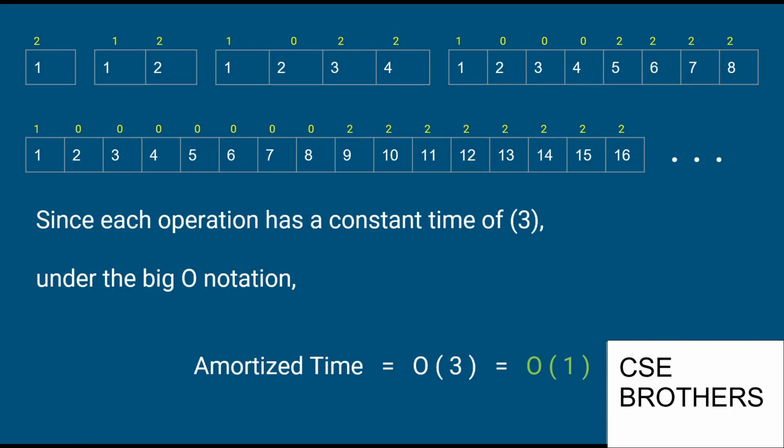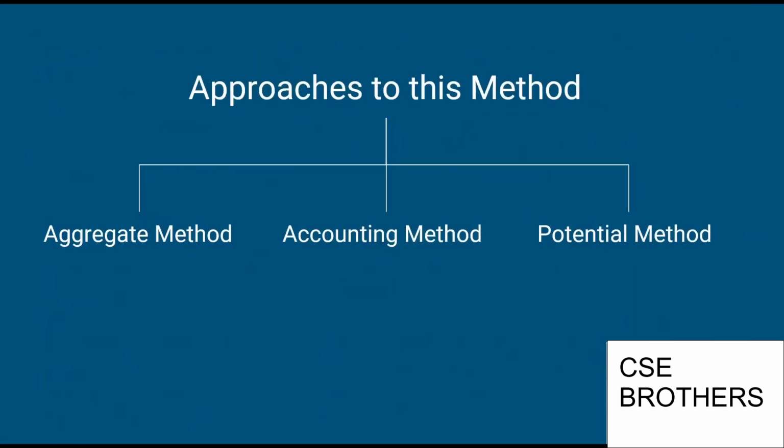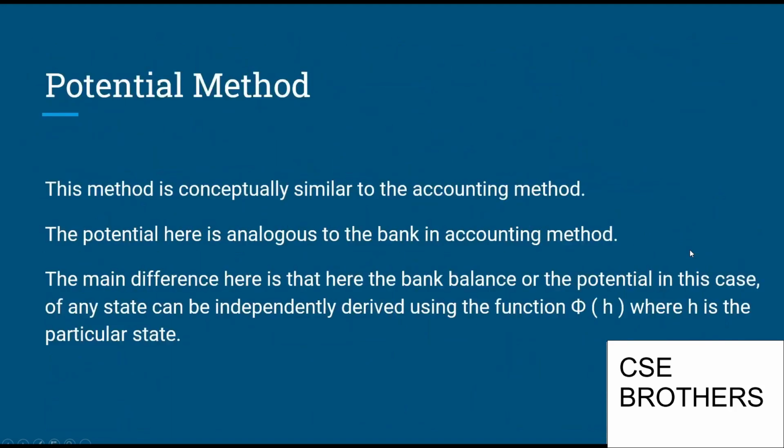Now we'll take a look at the third method, that is the potential method. In the potential method, the concept is similar to the accounting method. Here the potential is analogous to the bank in the accounting method. The main difference is that to determine the current balance in a bank in the accounting method, we had to start from the beginning and calculate step by step how much balance is there in each iteration, and then we can get to the ith iteration or any iteration that we want, which is not the case in the potential method.